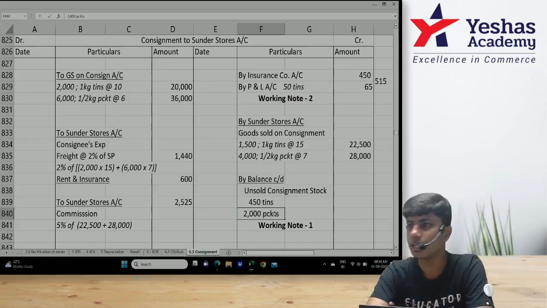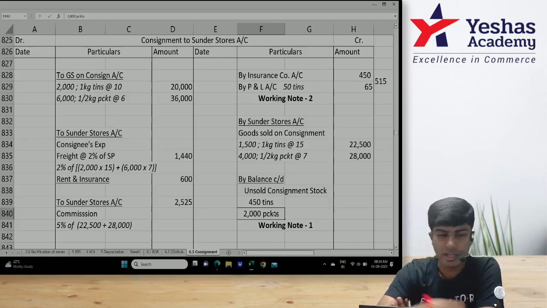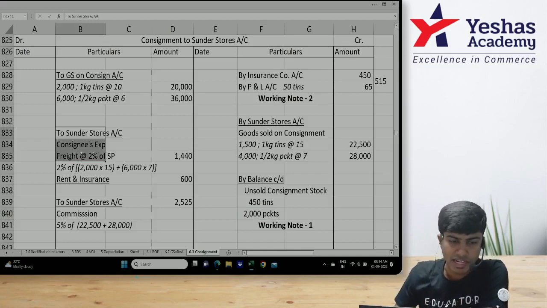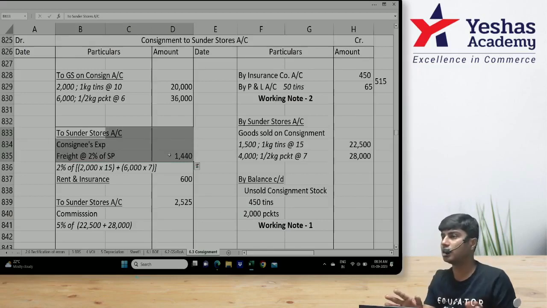First we'll do tins. Take 10 rupees in your calculator, 10 rupees per tin. M plus. We did 10 M plus. Then the expense. Freight expense. You cannot take 1440, because 1440 is for tins and packets together. We need to segregate them and find the value of tins and the value of packets separately. We can't identify them together.